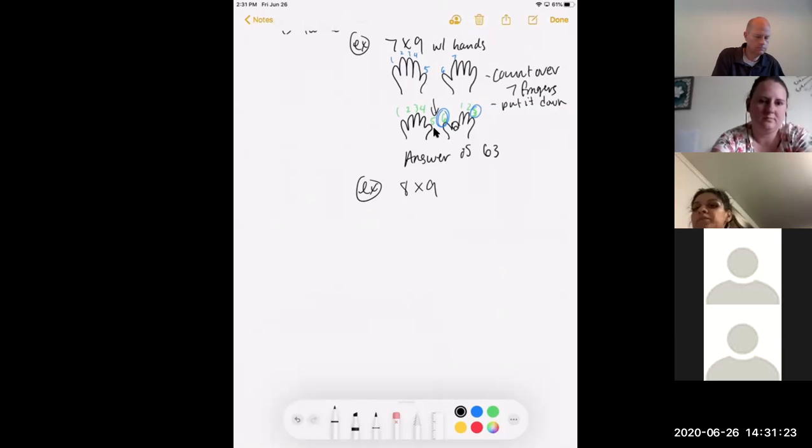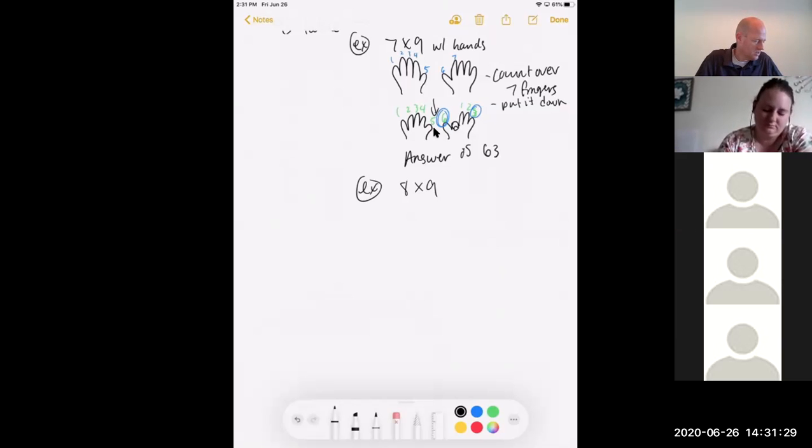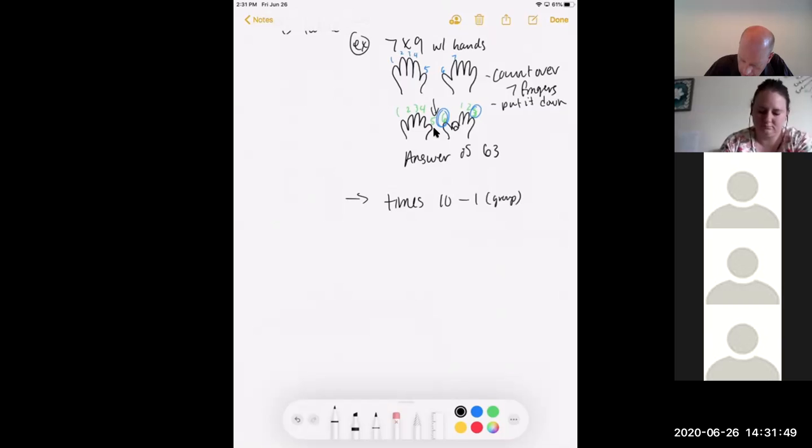You would do 8 times 10 minus 8. Right. So we're going to multiply it by 10. So the other way is to multiply by 10, or times 10 minus 1, minus 1 group. Okay, so our 8 times 9 is equal to 8 times 10 minus 1. So I've exchanged my 9 for that, and we've talked about that already.